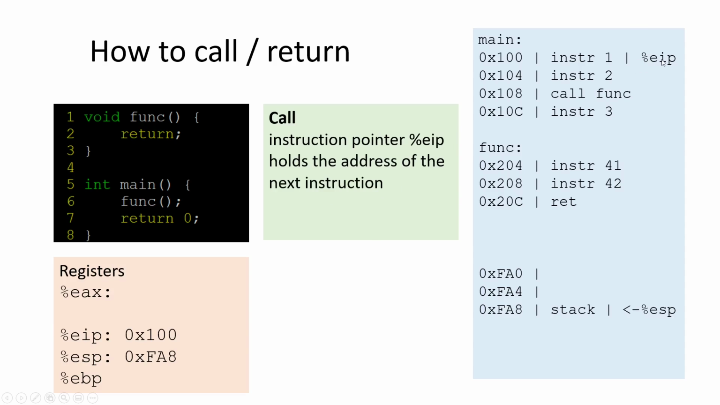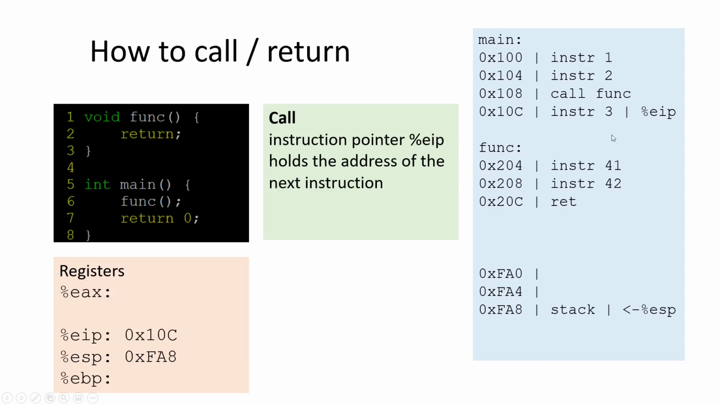So right now, if it's pointed here, that means I have not yet executed instruction 1. Okay, so I go ahead and do that. I execute instruction 1. It moves down. I'm now pointed at instruction 2. Move down. It's pointed at instruction 3, the call function. And then it's going to move down and point to there.